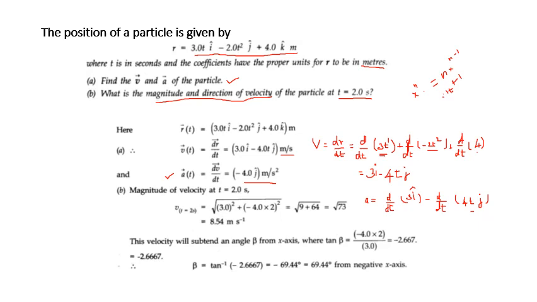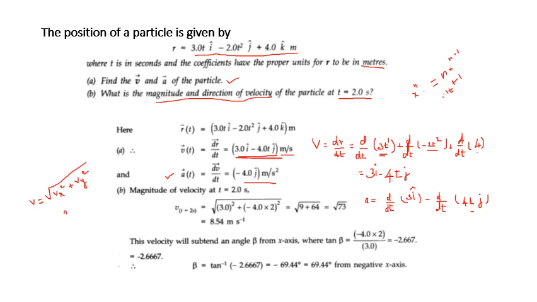Then what is the magnitude and direction of the velocity of the particle at time equal to 2 seconds? What is the magnitude first of all? Now we have to find the magnitude and direction of velocity. The magnitude of the velocity will be equal to the square root of the component Vx squared plus Vy squared. This is your formula. That is nothing but the resolution: velocity along the x-axis with unit vector i, plus velocity along the y-axis, that is the j vector.